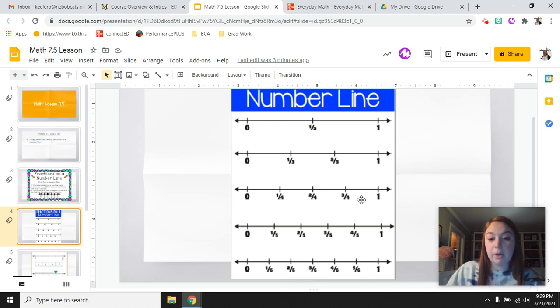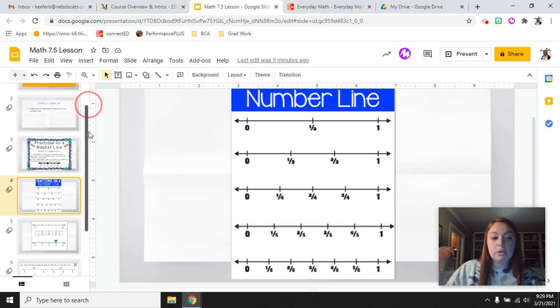Same thing down here. It's broken up into 4ths, 5ths, and 6ths. But with this one, remember, 0 is also included in the fraction. So this one down here would be 0 over 6. This one here would be 6 over 6. So that's one of the things not pictured on this number line.